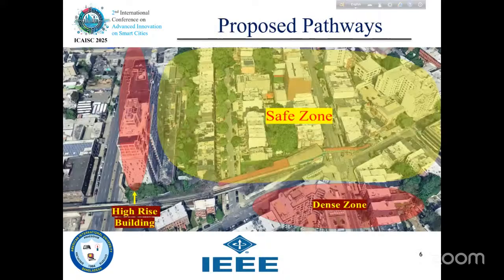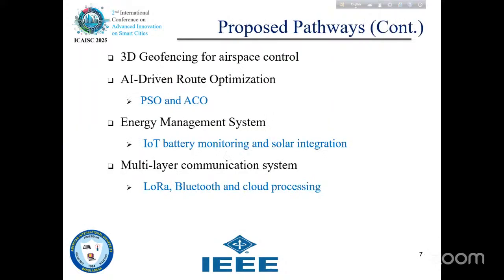So here are the proposed pathways. In our proposed system, drones cannot go to dense zones or high-rise buildings, and just roam in the safe zone, like low buildings or not so dense areas. Here I explain how it works.